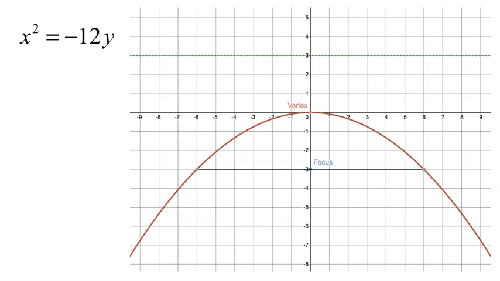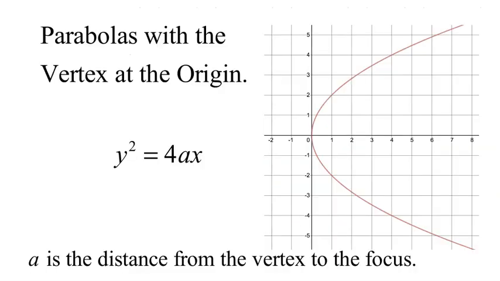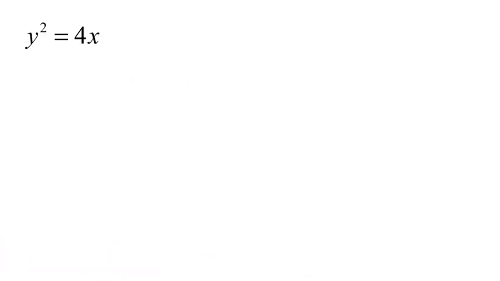Now, we started with an opening upwards parabola, and then we went to an opening downwards parabola. I can also do opening leftward, opening rightward. Again, the vertex is at the origin. If I'm starting with y squared equals 4ax, if a is positive, it's opening to the right. If a is negative, it's opening to the left. But our process is the same. A is the distance from the vertex to the focus. So let's look at an example.